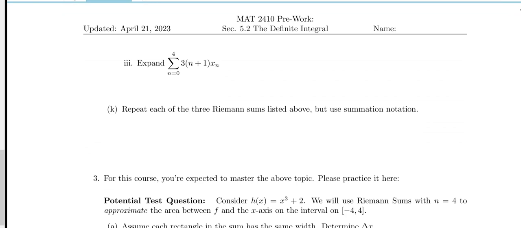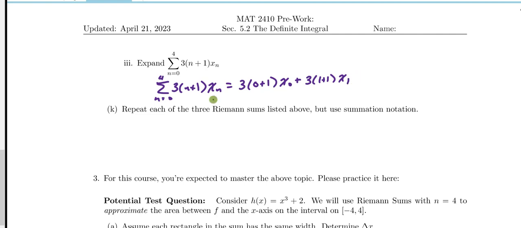Okay. So let's go ahead and practice expanding out this summation notation. We're going to start our counter at 0. Let's copy the sum first. The sum from n equals 0 to 4 of 3 times n plus 1, x of n. And we'll start our counter at 0. So it's going to be 3 times 0 plus 1, x of 0. Plus, then we'll bump our counter up to 1. So it's 3 times 1 plus 1, x of 1.